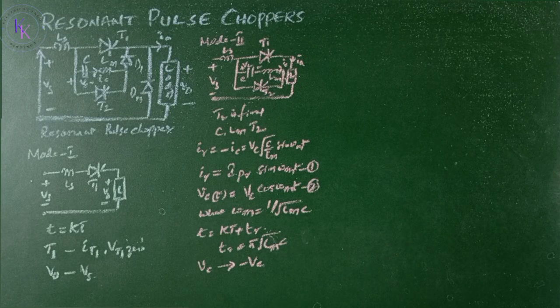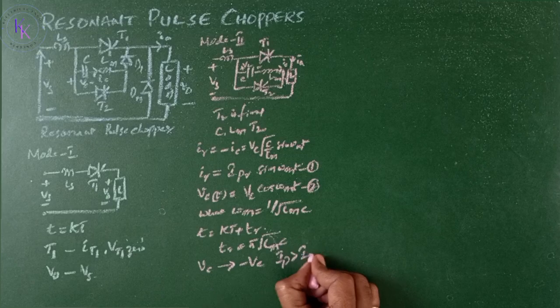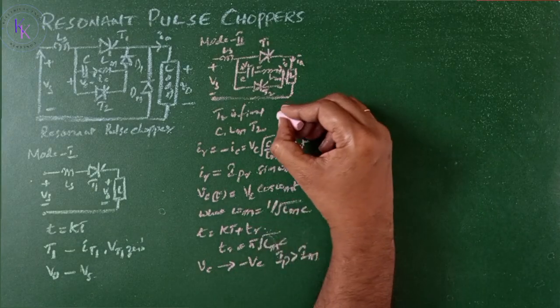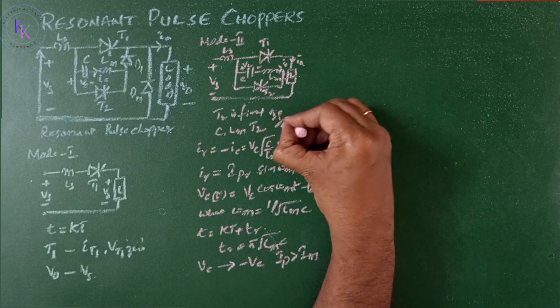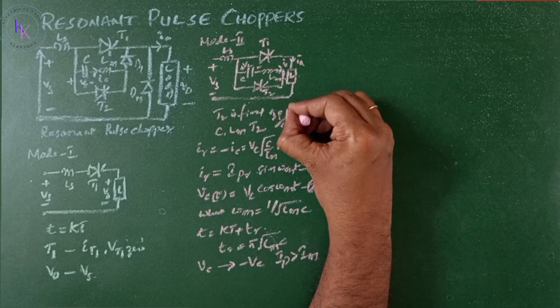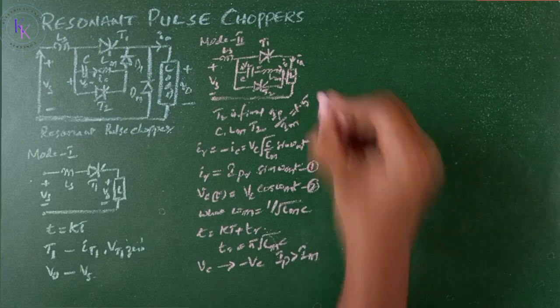The peak resonant current Ip must be greater than the load current Im. And normally, the circuit is designed for the condition Ip divided by the load current Im equals 1.5.